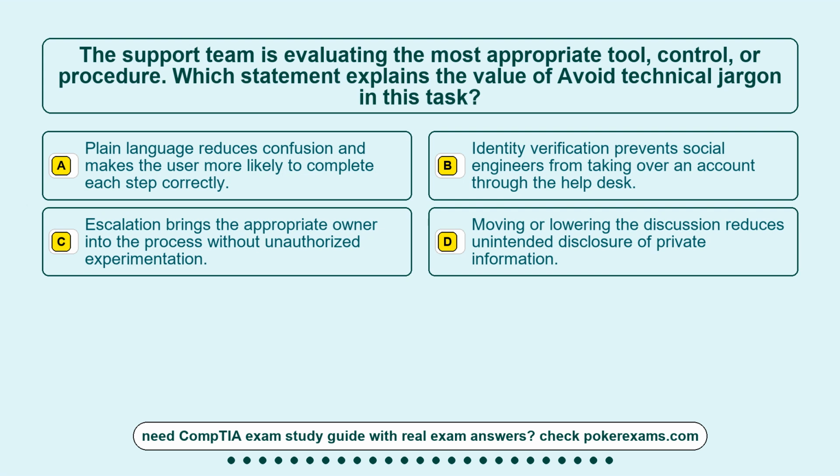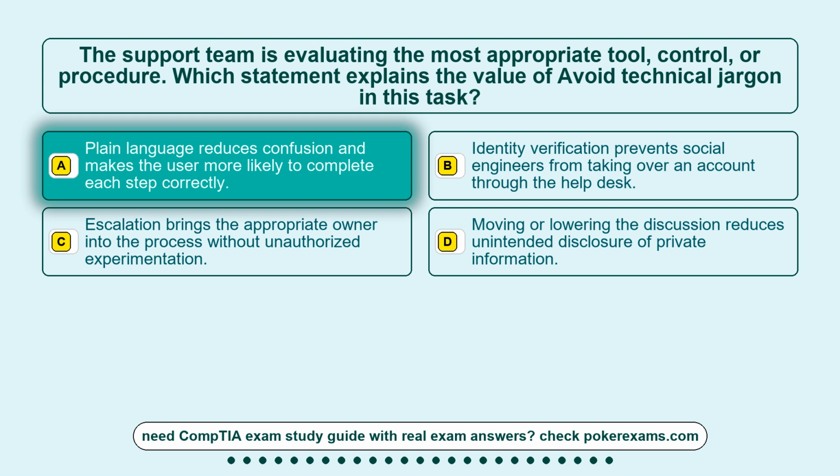Question 3. The support team is evaluating the most appropriate tool, control, or procedure. Which statement explains the value of avoiding technical jargon in this task? Option A. Plain language reduces confusion and makes the user more likely to complete each step correctly. Option B. Identity verification prevents social engineers from taking over an account through the help desk. Option C. Escalation brings the appropriate owner into the process without unauthorized experimentation. Option D. Moving or lowering the discussion reduces unintended disclosure of private information.